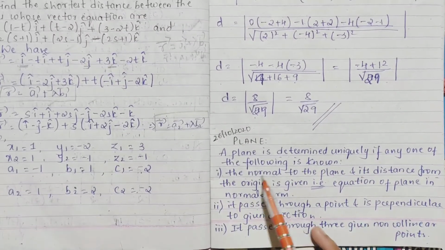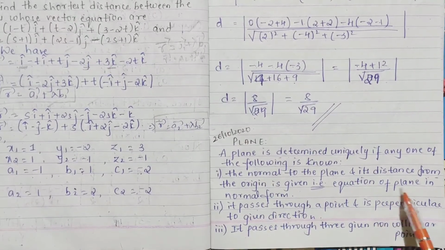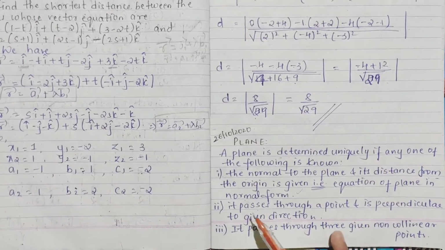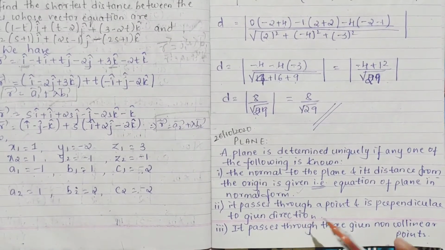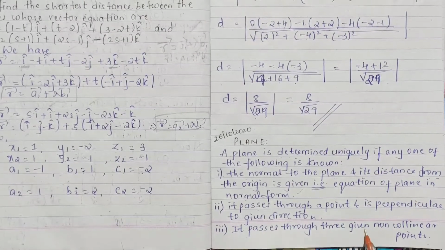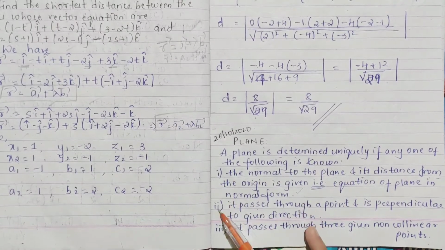First, the normal to the plane and its distance from the origin are given. That is the equation of a plane in normal form. First we will see this. Second, it passes through a point and is perpendicular to a given direction. Third, it passes through 3 given non-collinear points. So we will go step by step.